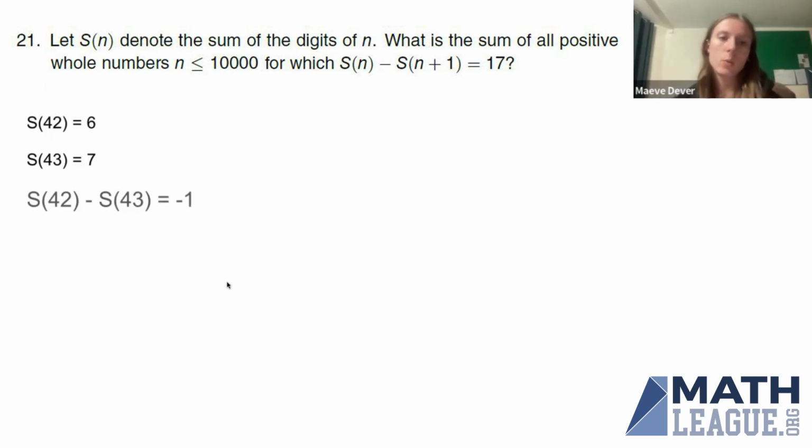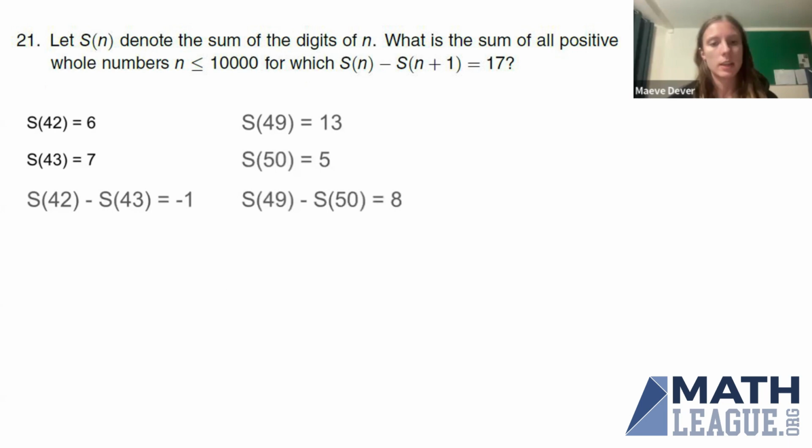Okay, well, what if n ends in 9? S of 49 is 13. S of 50 is only 5. So here S of n is 8 bigger than S of n plus 1. That's good, but it's not good enough. We need it to be 17 bigger. How are we going to do that?